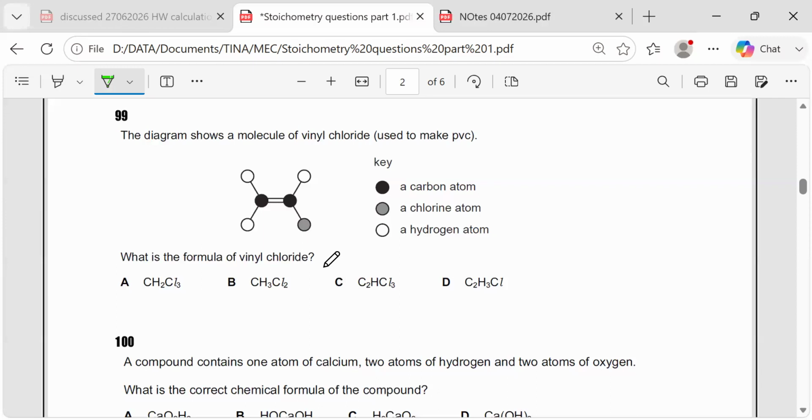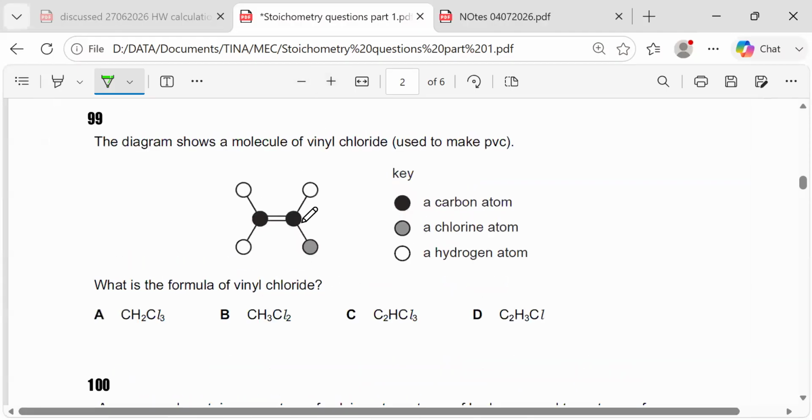Okay, ready? So how many carbons do you see? 2 carbons. So C2, H3, Cl. Can you see? C2, H3Cl. Okay.